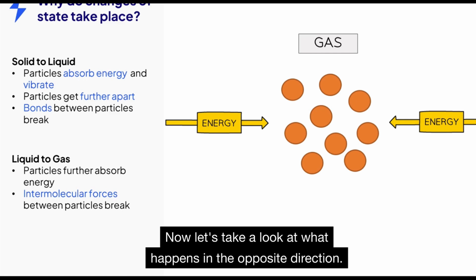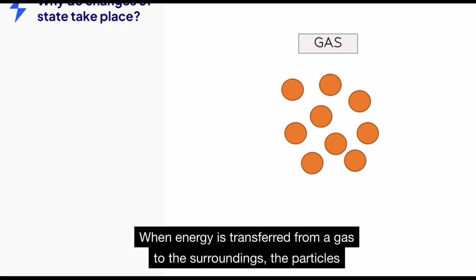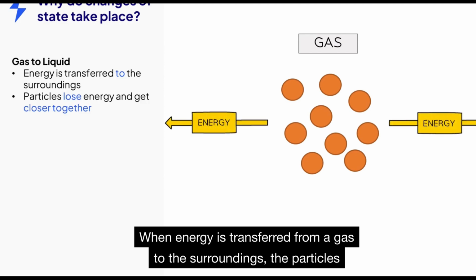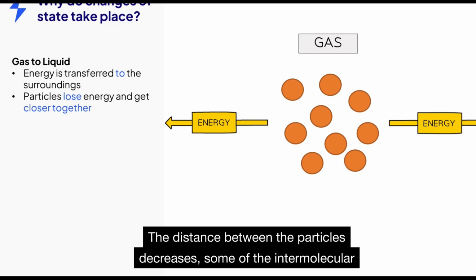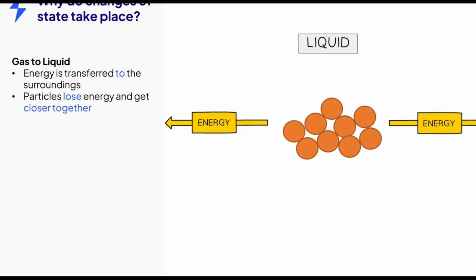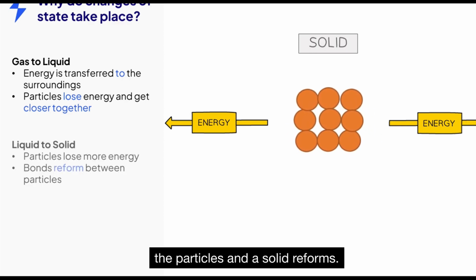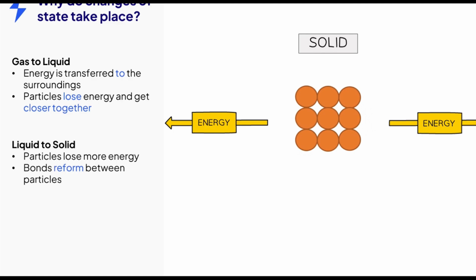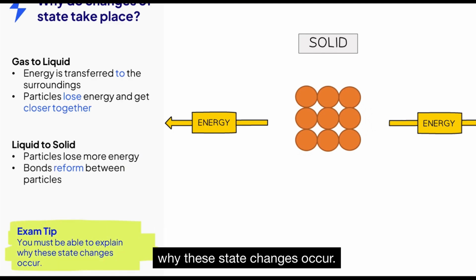Now let's take a look at what happens in the opposite direction. When energy is transferred from a gas to the surroundings, the particles lose energy and begin to slow down. The distance between the particles decreases, and some of the intermolecular forces will reform, resulting in the formation of a liquid. If further energy is transferred, then bonds will reform between the particles and a solid reforms. It's important that you are able to explain in terms of energy why these state changes occur.